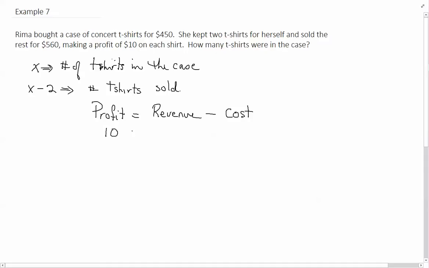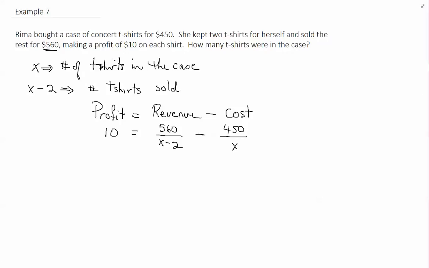Well, her total revenue was $560. So we have $560 divided by the number of t-shirts she sells. That'll give us the revenue per t-shirt. And we're going to subtract from that the cost she paid for each t-shirt. Now, the cost per t-shirt is $450 divided by the number of t-shirts in the case.